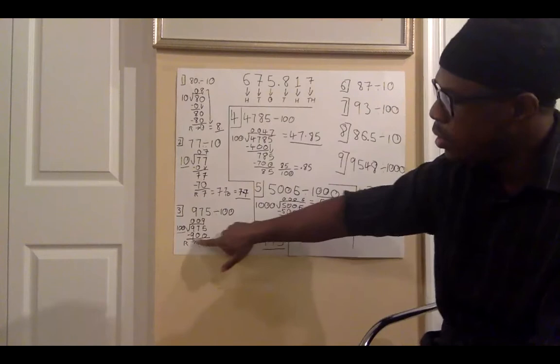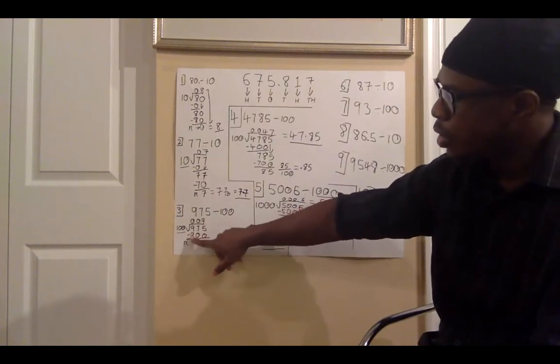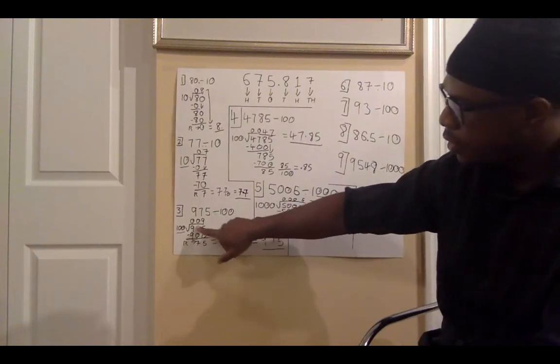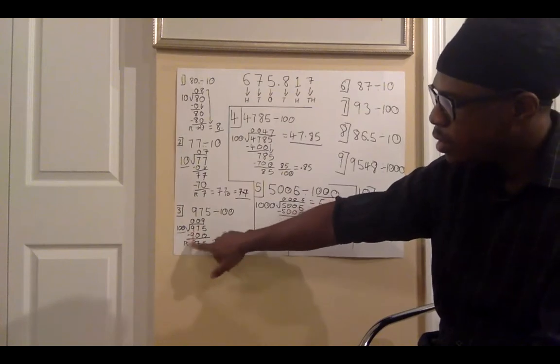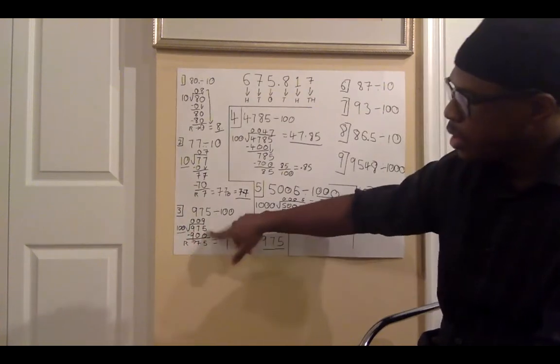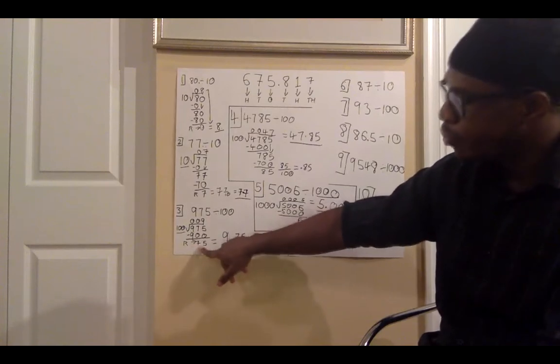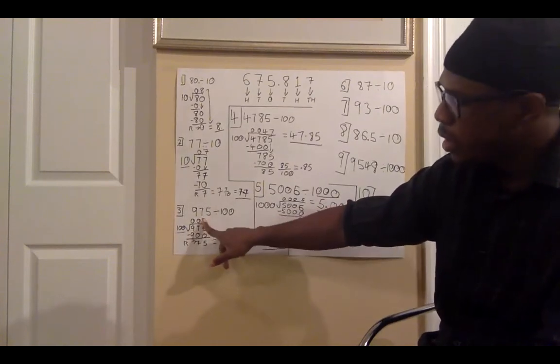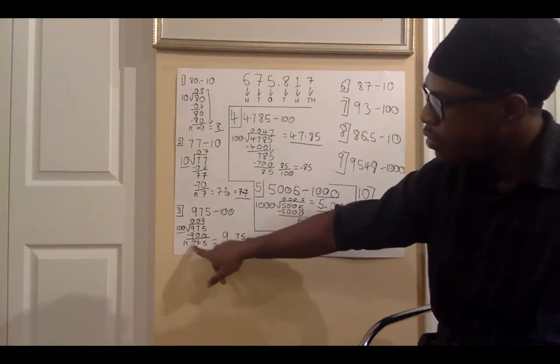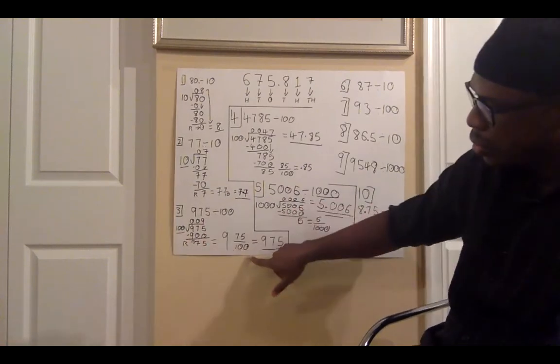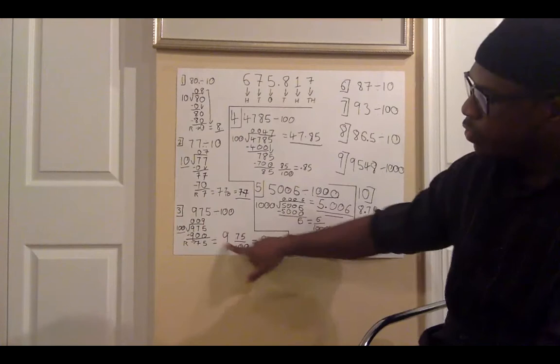9 times 100 is 900. When you subtract them, 5 minus 0 is 5, 7 minus 0 is 7, 9 minus 9 is 0. So can we take anything else down? No. Our remainder is 75. So we have a whole number of 9 and a remainder of 75 over 100.